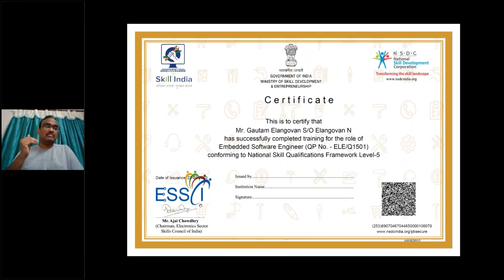This is a very good certification that all of you should aspire for. Will it have an impact on placements? May not be, right? But will it have an impact on your career in the long run? Yes, definitely, right? Having a level 5 certification from the Government of India matters.